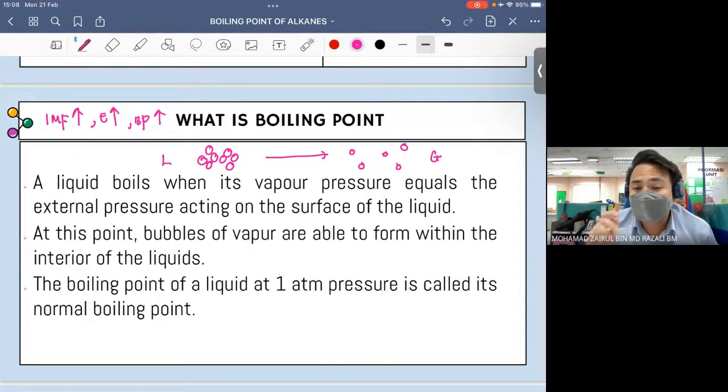Itu awak kena ingat. Itu main concept of the value of boiling point. Yang itu yang awak kena ingat, sebab ini akan guide awak untuk explain atau awak nak compare nanti boiling point of different organic molecule itu. Awak kena ingat boiling point itu dia reflect the strength of the intermolecular forces.